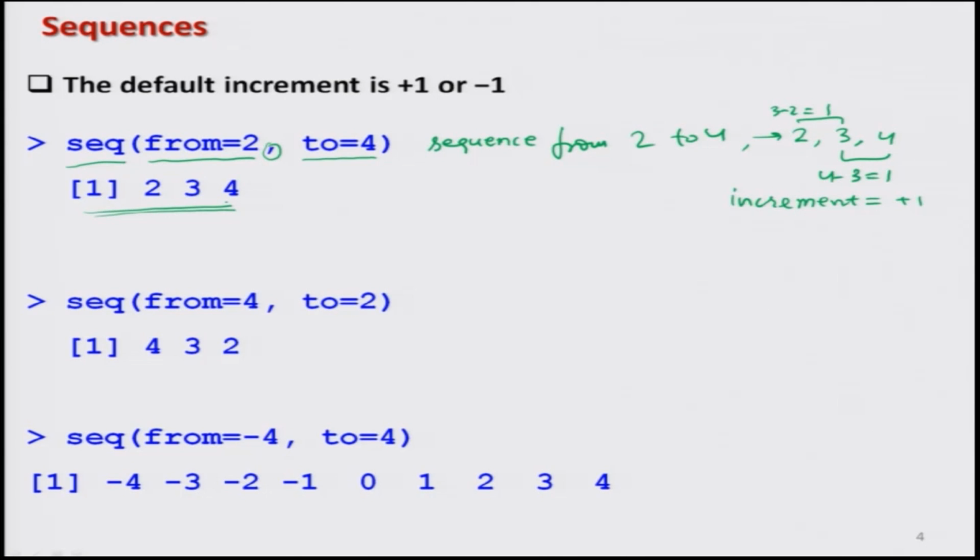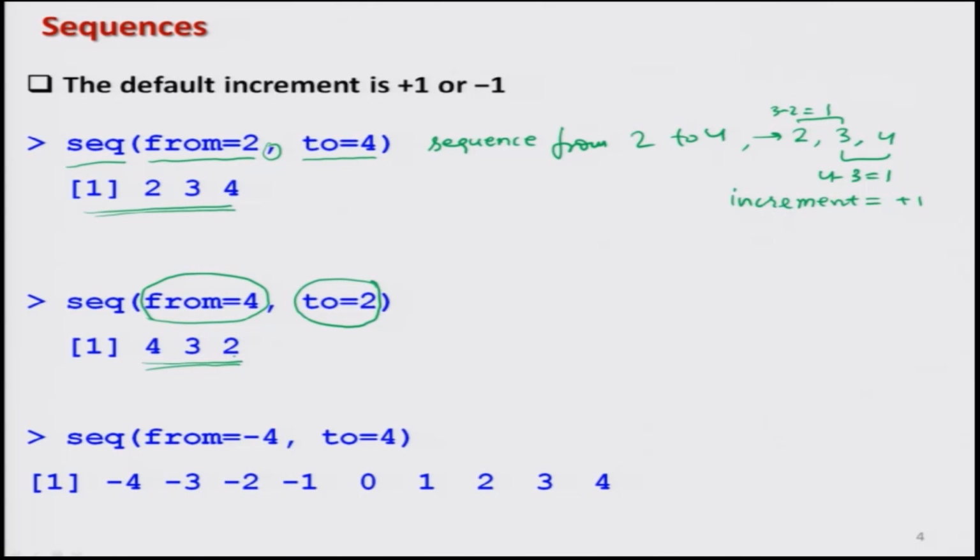And similarly you can also go in the reverse direction. For example, if I try to obtain a sequence from 4 to 2, just the opposite of the first example, the default decrement is going to be 1 unit, and you get a sequence 4, 3 and 2.